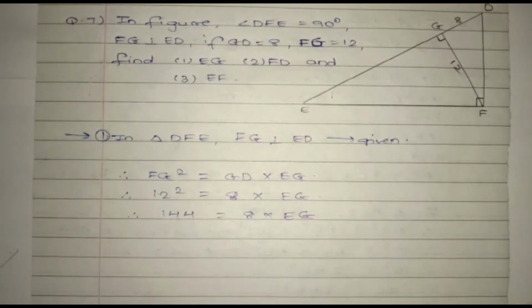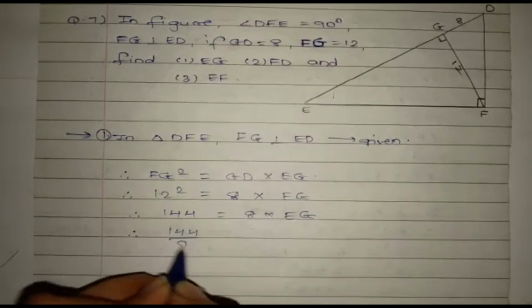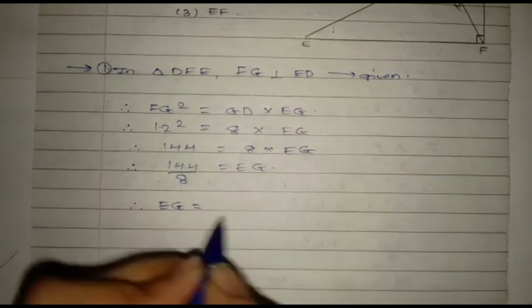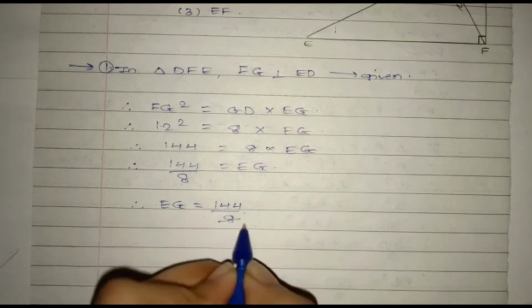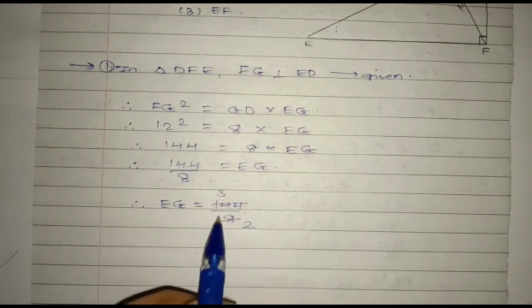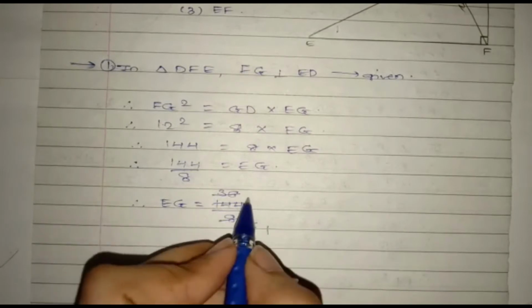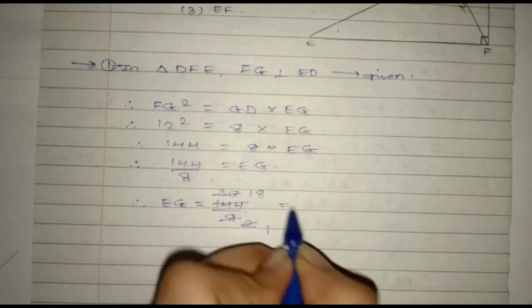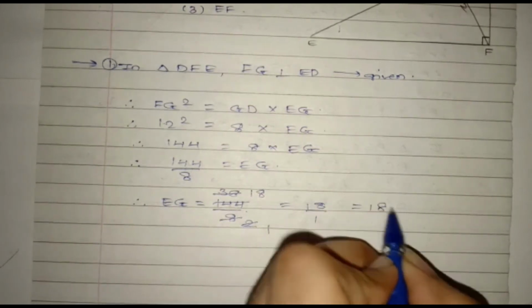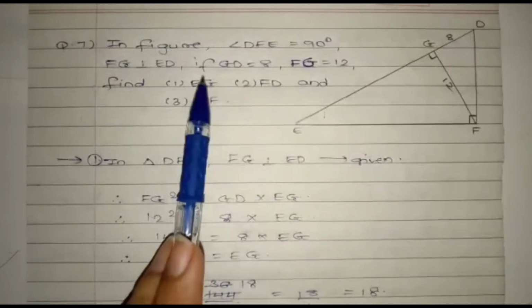We'll take this 8 in the denominator of 144. Therefore 144 upon 8 is equal to EG. Therefore EG is equal to 144 upon 8. We can divide both numbers by 4. That is 4 2s are 8, 4 3s are 12, 4 6s are 24, 2 18s are 36. That is equal to 18 upon 1, which is equal to 18. Therefore EG is equal to 18. We have found out EG.